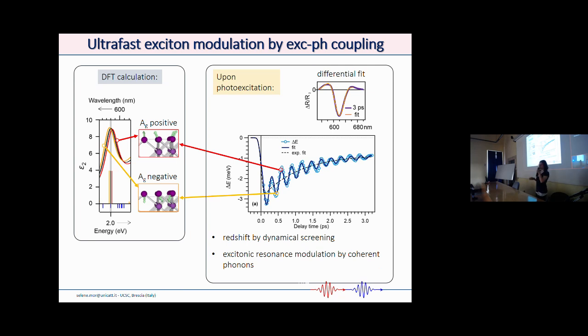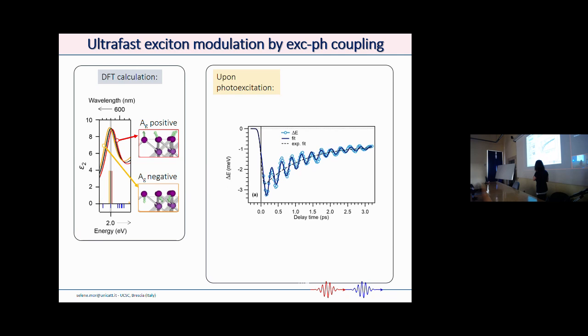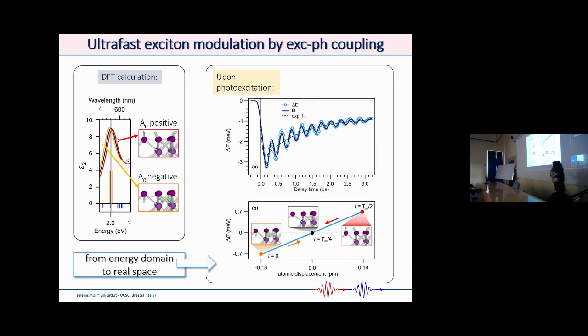This correspondence enables us to take one step forward. From time to energy domain, we can now think of feeding this value obtained from the experiment into the calculation, and ask ourselves which displacement is required to get such a modulation in the excitonic resonance. So basically, we move from energy to real space domain and track, by calculation, the atomic displacement that corresponds to the effective peak shifting which is measured.